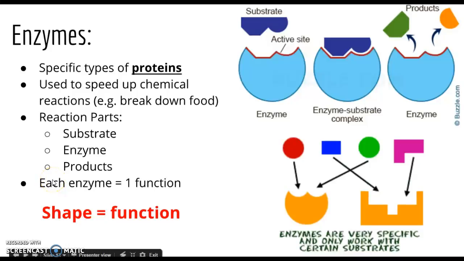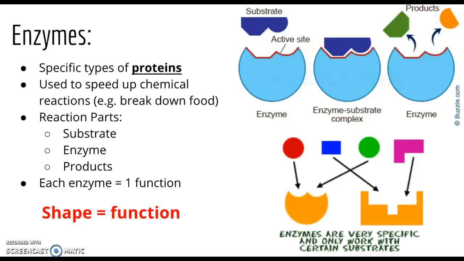Enzymes are specific types of proteins that are used to speed up chemical reactions. In the diagram to the right, the parts of that reaction are described. The substrate is the substance that is being acted upon to either break down or put together. The enzyme, shown in light blue, is there to fit together with the substrate to form an enzyme-substrate complex. Fitting together causes that substrate to weaken its bonds and break into products.